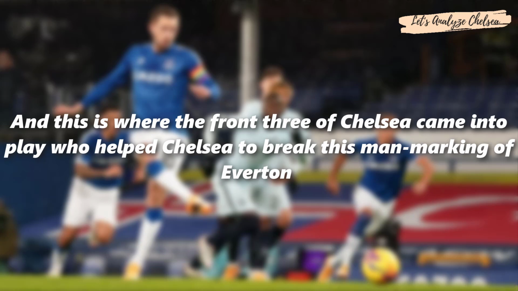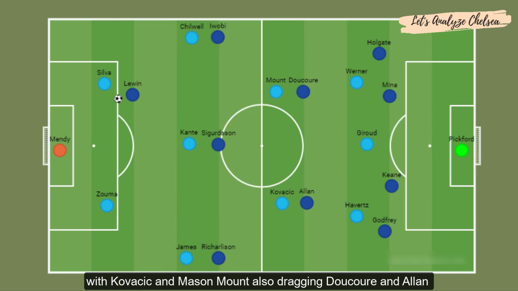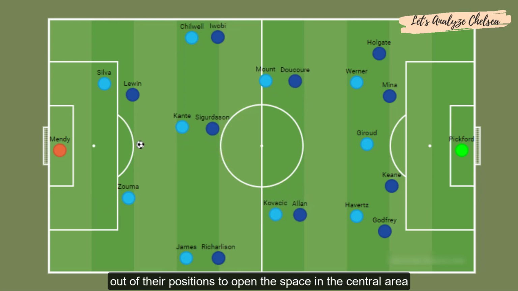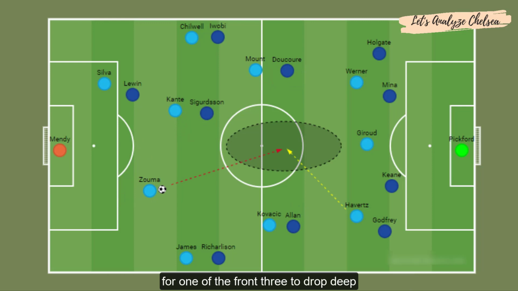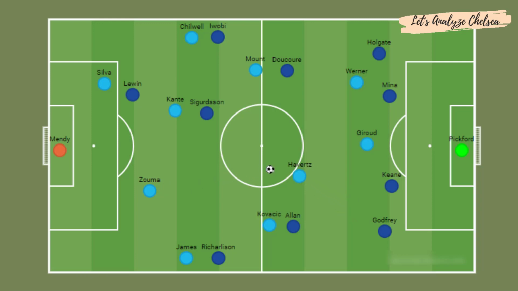So as the game progressed, N'Golo Kante started dragging Sigurdsson wide, with Kovacic and Mason Mount also dragging Doucouré and Allen out of their positions to open the space in the central area for one of the front three to drop deep and receive the ball directly from their centre-backs. This way Chelsea were able to bypass the midfield of Everton with ease.